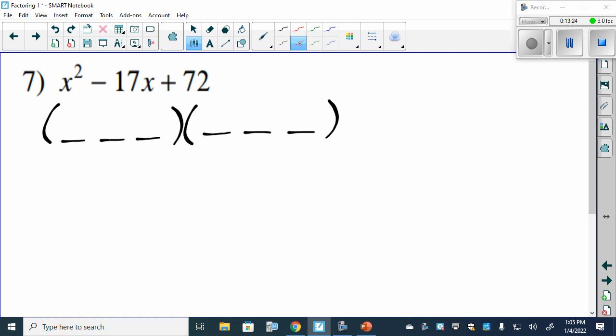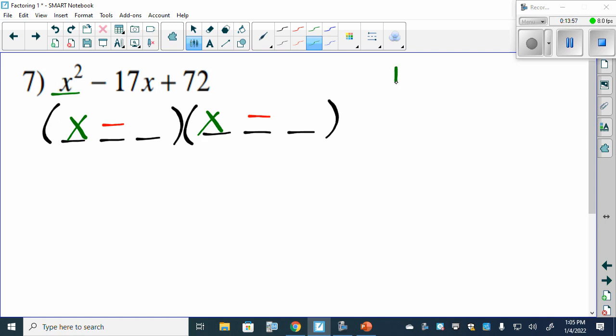Now, the next thing we need to look at is the sign. Now, for here, the third term is positive, 72, positive. So the signs are the same, and they match the sign of the middle term, which is negative. So we have negative and negative. Now we need to find the factors of the first and third term. Well, the first term is x squared. So we would have x and x.